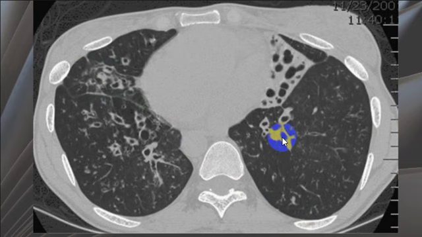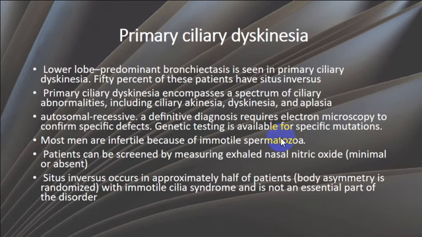What are the differential diagnoses? If we want to discuss the differential diagnosis, we want to exclude cystic fibrosis, but in cystic fibrosis we see upper lobe predominance, and also the patient presents in earlier life, and it is not associated with situs inversus. And another differential diagnosis is Williams-Campbell syndrome.